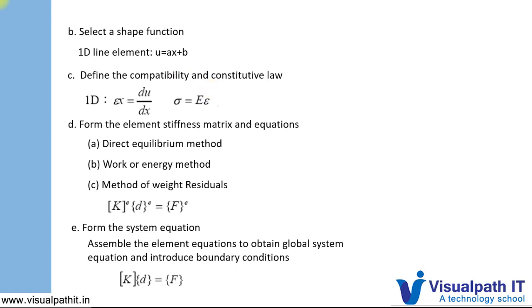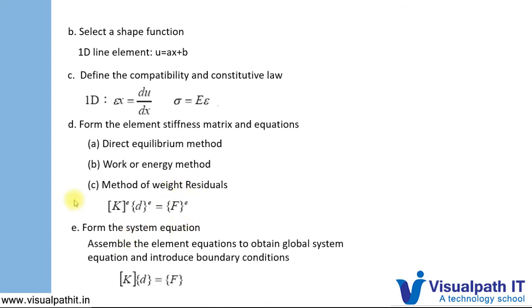Now, how will we form these elements, or how will we join all these elements in a mesh together? We will be using a stiffness matrix and formulating the elemental stiffness matrix and equations. There are again three methods: the direct equilibrium method, the work or energy method, and the method of weighted residuals. The method of weighted residuals is one of the most widely used methods for forming the stiffness matrix and the differential equations.